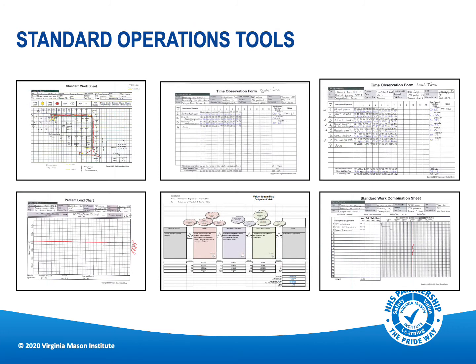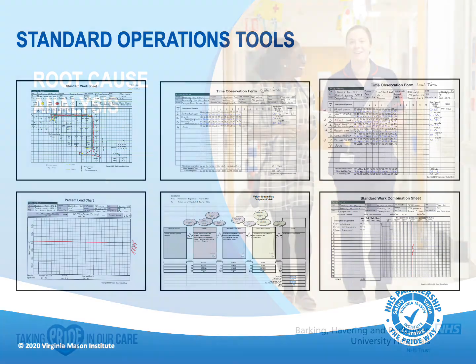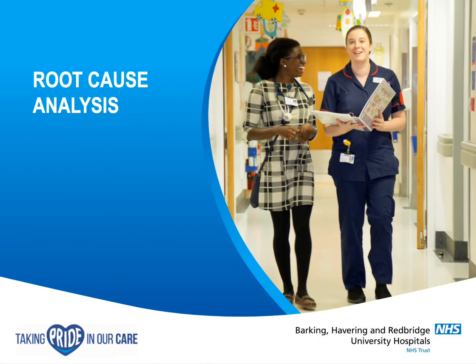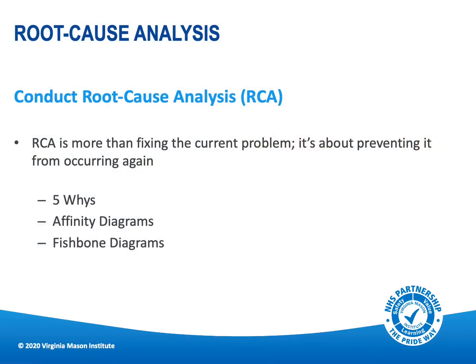So now we have a variety of standard operation tools which document our current state. This baseline data allows us to compare against any future improvements. We will now briefly recap root cause analysis. To carry out root cause analysis, we can use 5 whys, affinity diagrams, and fishbone diagrams. It's important to have a subject matter expert present or contactable when carrying out any of these root cause analysis techniques, as he or she will be able to provide factual answers rather than the root cause analysis relying on assumptions.